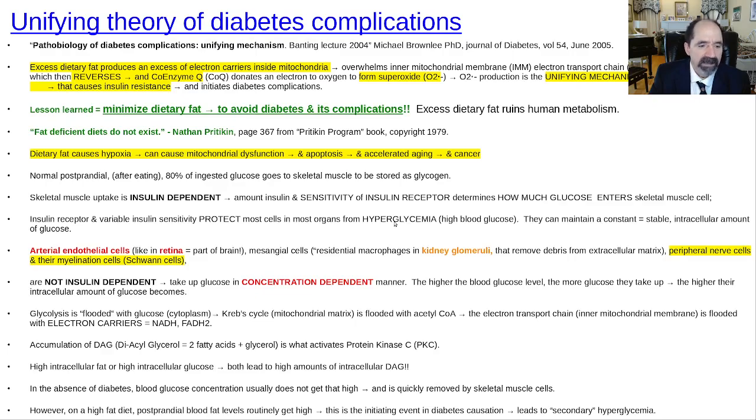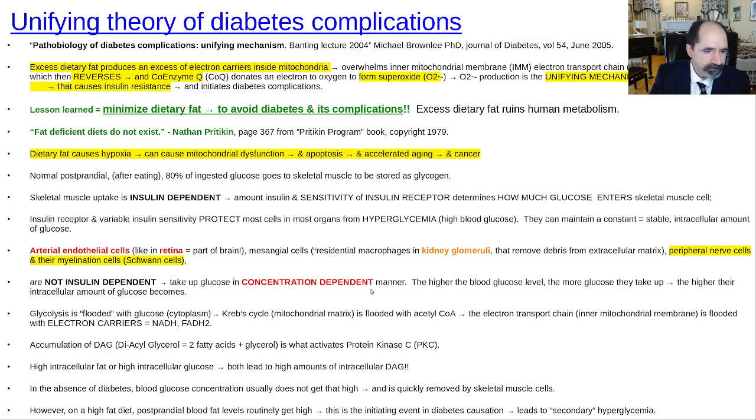Glycolysis, we talked about that, gets flooded by excessive glucose in the context of hyperglycemia, and then both fat metabolism and glucose metabolism have to run through the mitochondrial matrix. So they both then generate the same excessive amount of electron carriers. So once you get to Krebs cycle, whatever happens due to intracellular hyperglycemia and due to excessive intracellular fat, it's the same thing at that point.